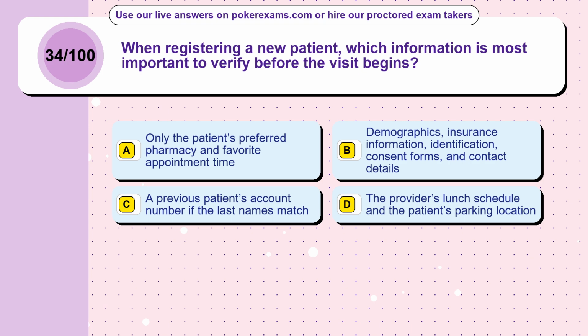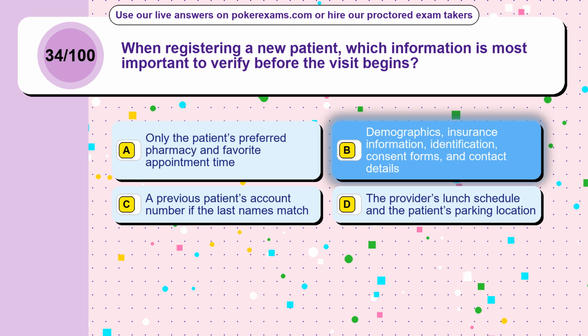Question 34. When registering a new patient, which information is most important to verify before the visit begins? Option A, only the patient's preferred pharmacy and favorite appointment time. Option B, demographics, insurance information, identification, consent forms, and contact details. Option C, a previous patient's account number if the last names match. Option D, the provider's lunch schedule and the patient's parking location.